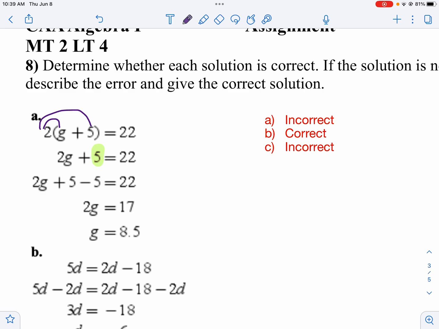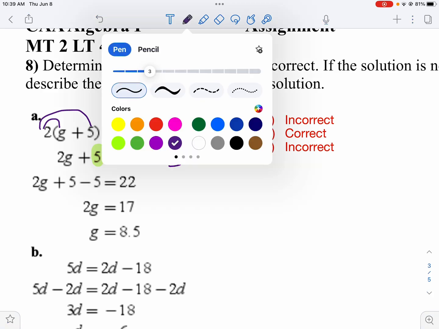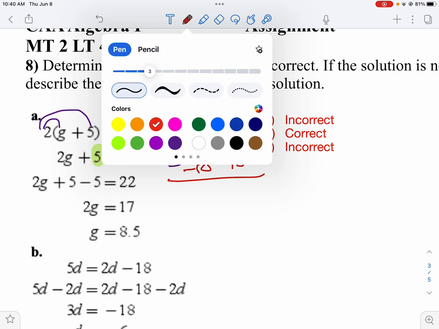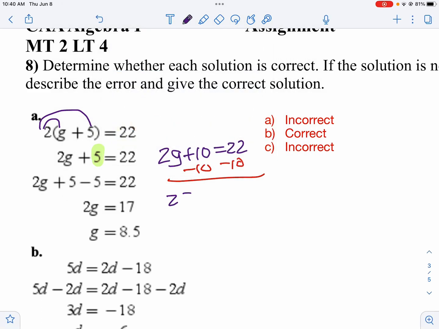It should be, so let's redo it from there. It should be 2G plus 10 equals 22. Now let's actually solve this. So minus 10 from both sides, and we get 2G equals 12. Divide by 2. G is 6. So the answer was incorrect, but the correct answer is G equals 6. Once again, got to show us some work.